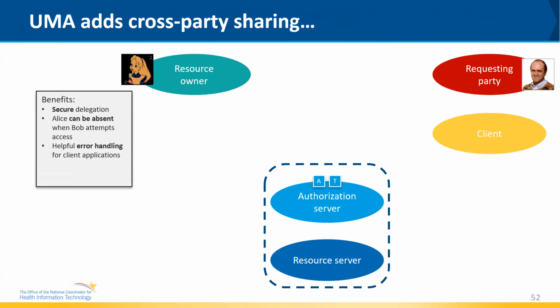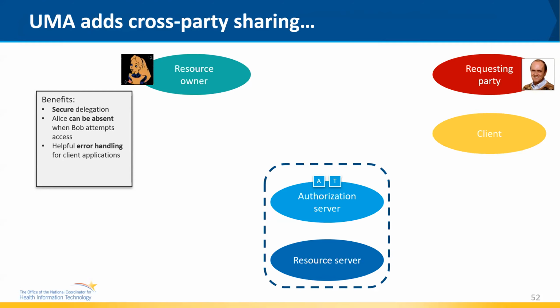So Nancy discussed several healthcare use cases where this is valuable. And one nice property is that Alice doesn't have to be around when Bob wants access. So to accomplish this, the way that the UMA protocol is defined, the client app that Bob uses gets helpful hints about what to do next at each step when he's seeking access.